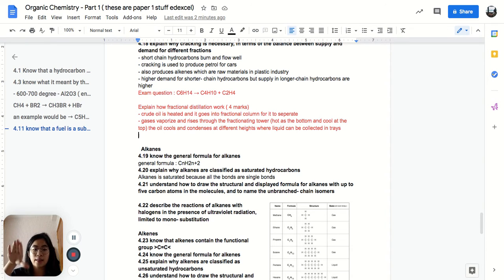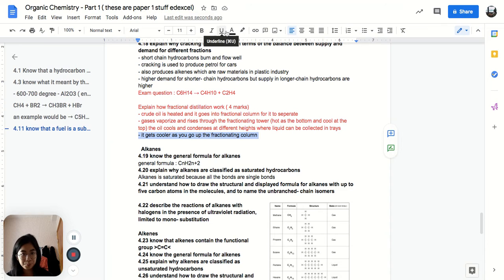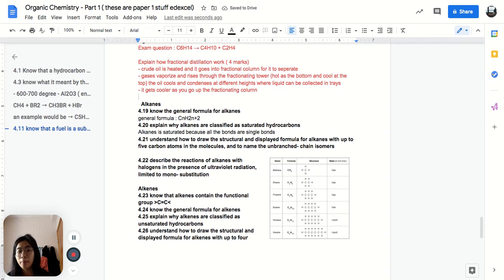Or you could just say it gets cooler as you go up the fractionating column. That will give you the 5th mark if you write that. So yep, that's it. That's one of the most commonly asked questions in the paper.